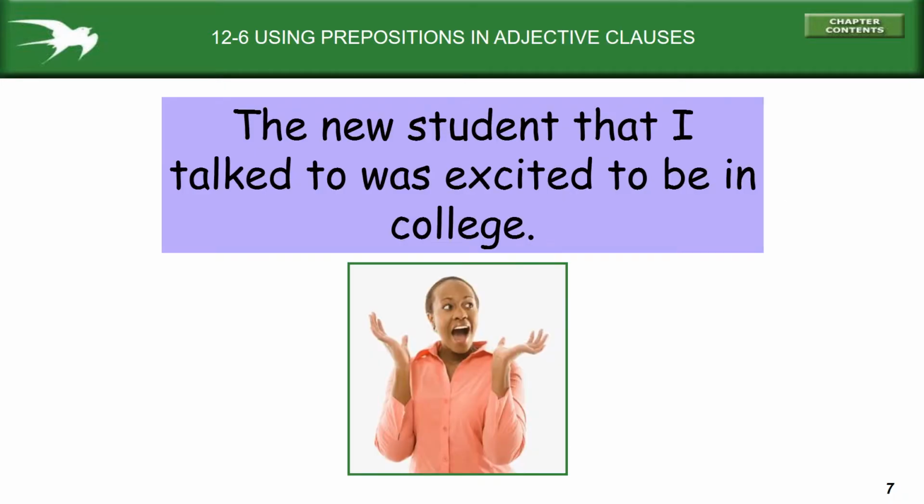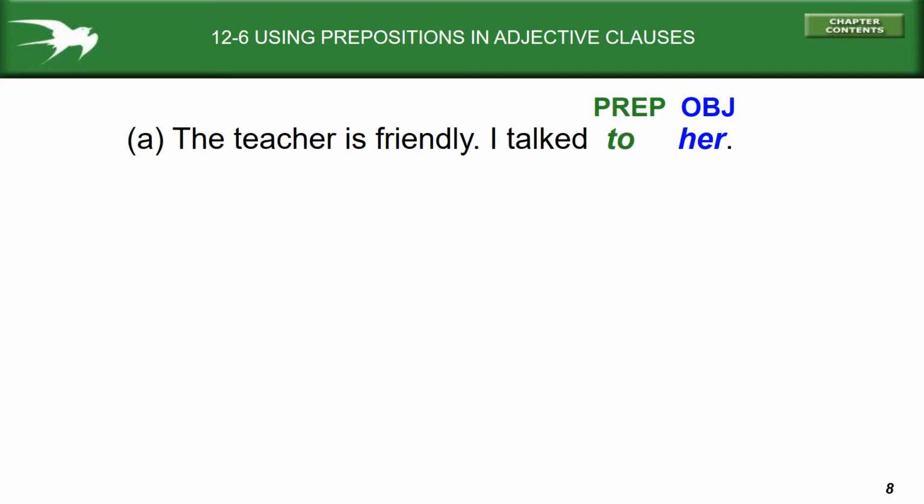All right, now we're going to talk about how to use prepositions differently in adjective clauses. The new student that I talked to was excited to be in college. She looks very excited or scared. The teacher is friendly. I talked to her. So the object is her, and it's an object of a preposition. In this case, the preposition is to.